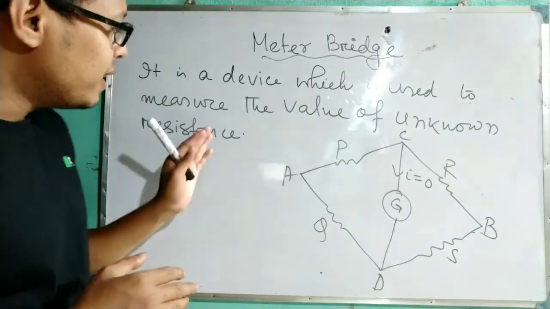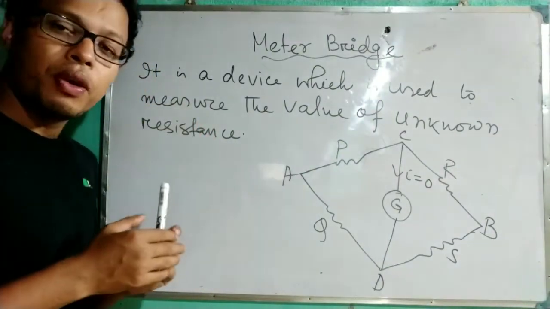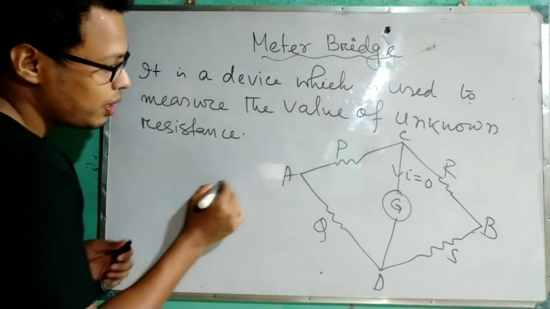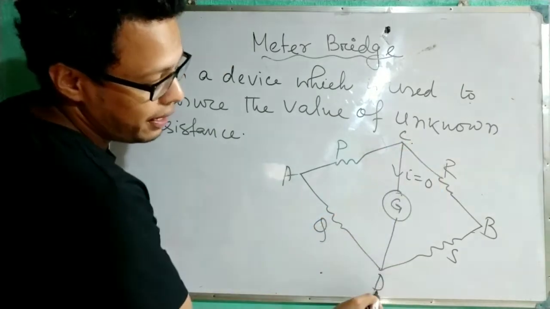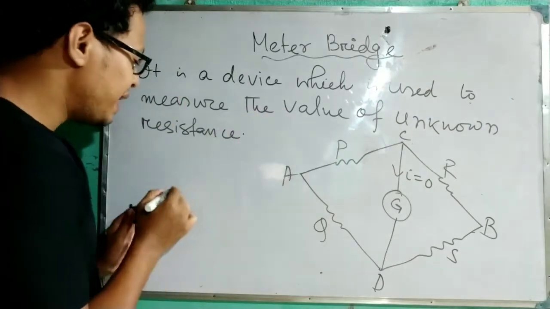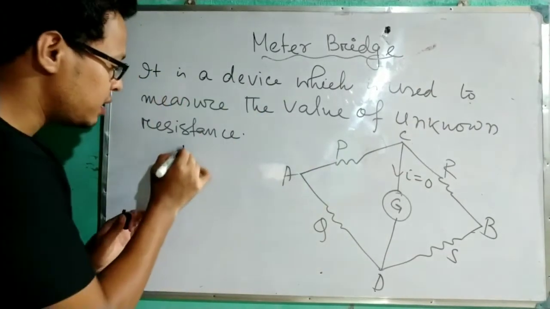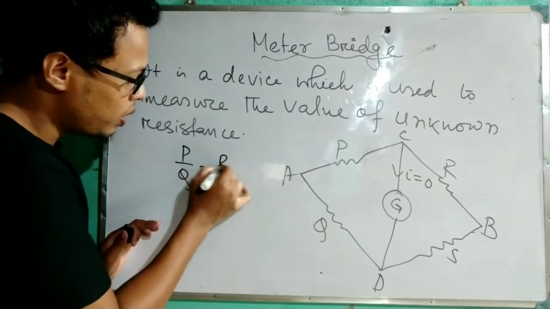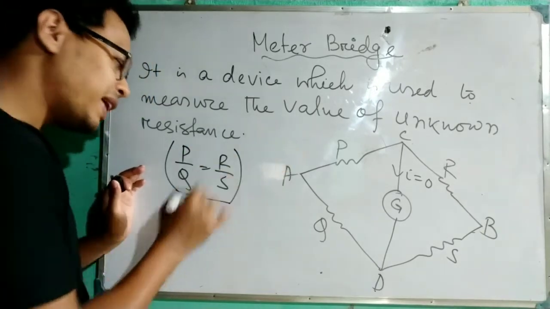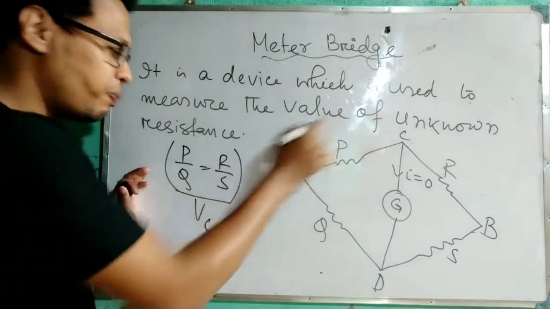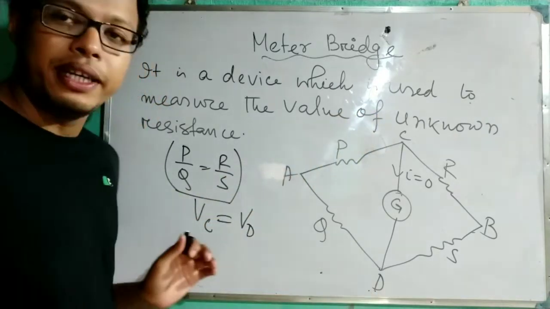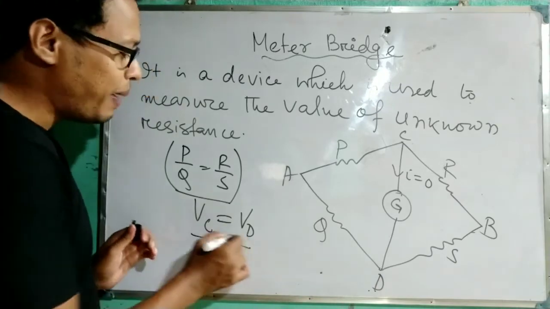How? The meter bridge is based on the principle of the balanced Wheatstone bridge. Balanced Wheatstone bridge means when the potential of C and D is equal, meaning there is no potential difference, then we can say there is a certain condition: P by Q equals R by S. When this condition is true, whatever the potential at point C, the same potential we can take at point D. This is called the balanced Wheatstone bridge.